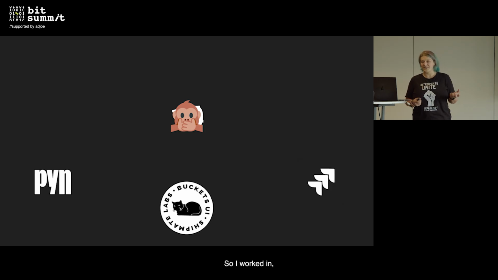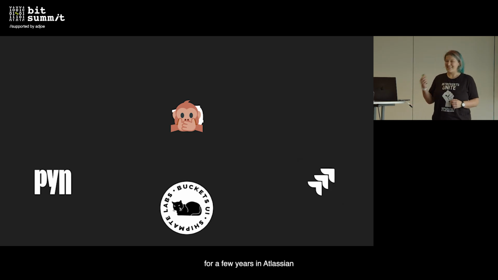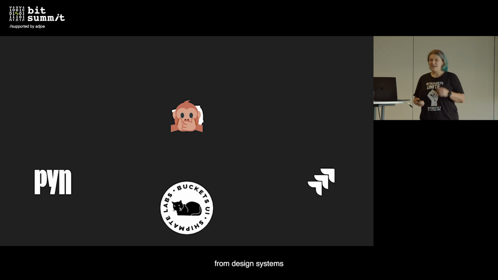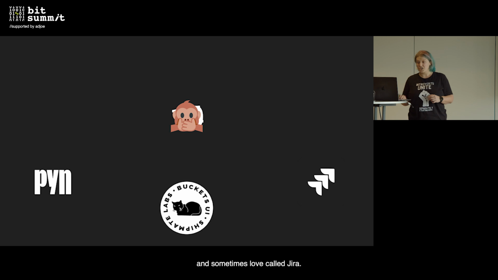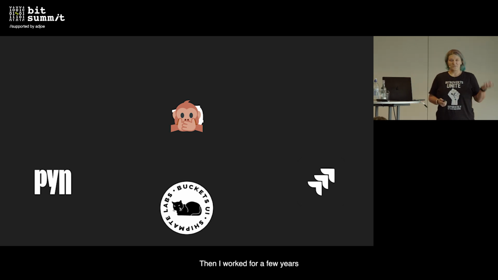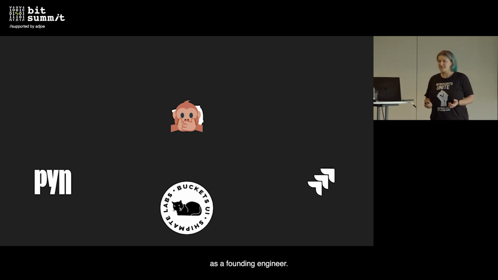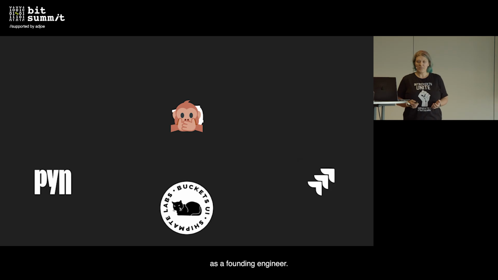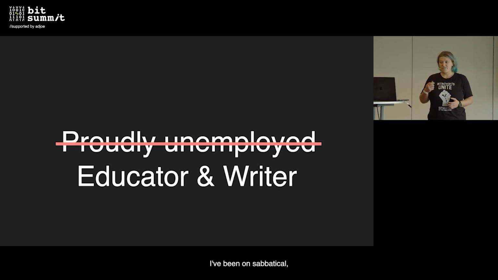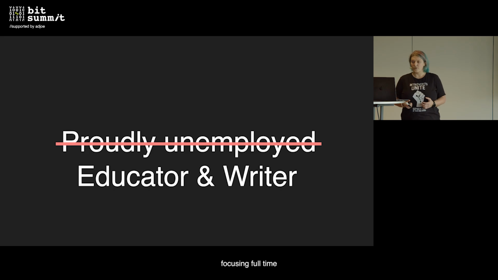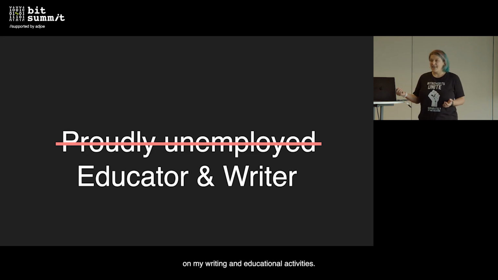I worked for a few years at Atlassian in different teams, from design systems to a product that some people might know and sometimes love, called Jira. Then I worked for a few years at a small startup as a founding engineer. Then I tried to do my own thing, and for the last few months, I've been on sabbatical, focusing full-time on my writing and educational activities.